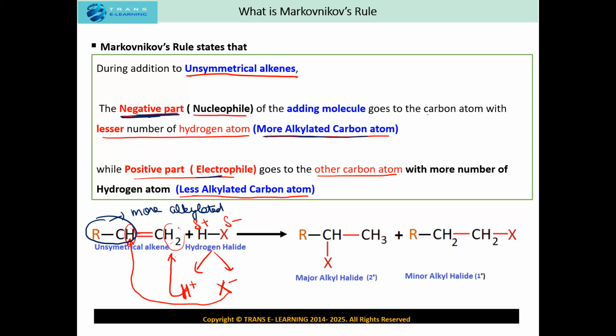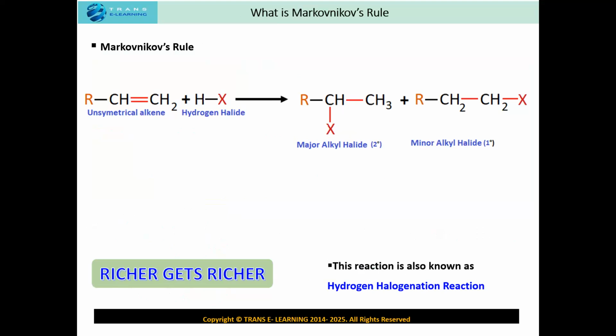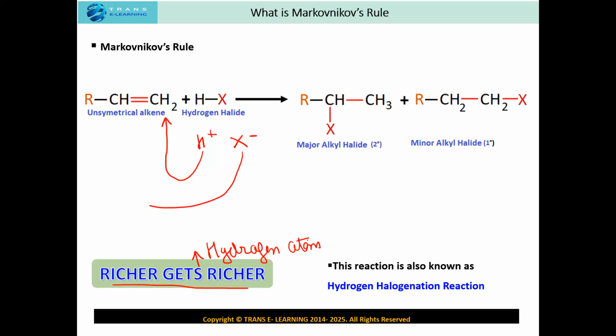So now I'll tell you a technique of learning this concept so that you understand it well. The technique for memorizing the Markovnikov's rule is that richer gets richer. Now when we consider richer gets richer, we are going to consider it in terms of the hydrogen atoms. So this is your H+ ion and this is your halogen negative ion, right? Richer gets richer. That means the hydrogen will go to the carbon atom which has more number of hydrogen atoms, and the halogen will go to the carbon atom which has less number of hydrogen atoms. Richer gets richer, we are going to consider in terms of the hydrogen atom.